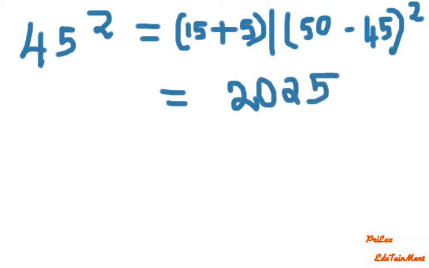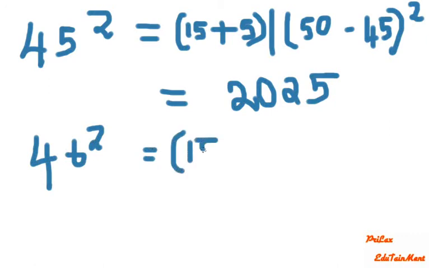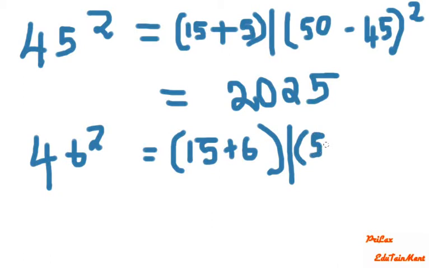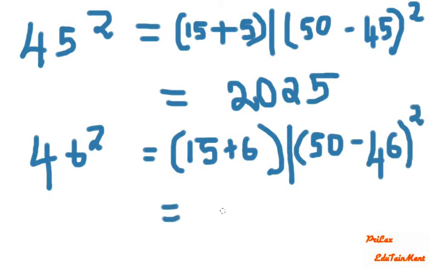Let us check the other sum, 46. And remember friends, this method is only applicable for the numbers between 40 to 50. So 46 square is nothing but we add the unit digit 6 to 15 and take a pause, check the difference between 50 and 46 and square that number. 15 plus 6 is 21 and the difference is 4, 4 square is 16. Let us solve the remaining squares.